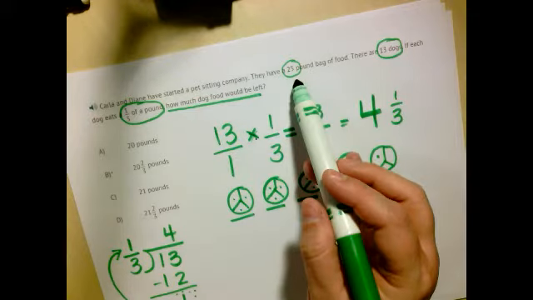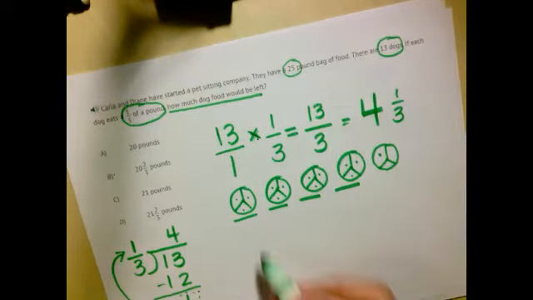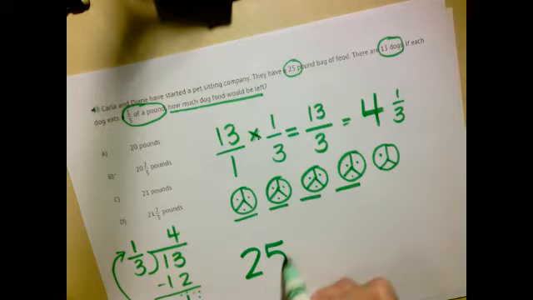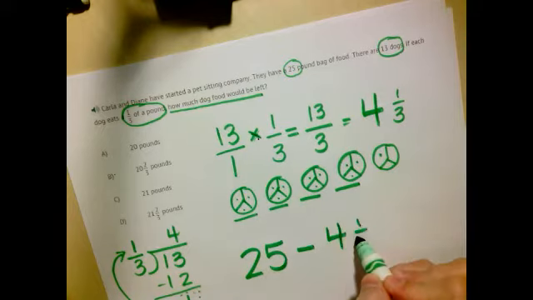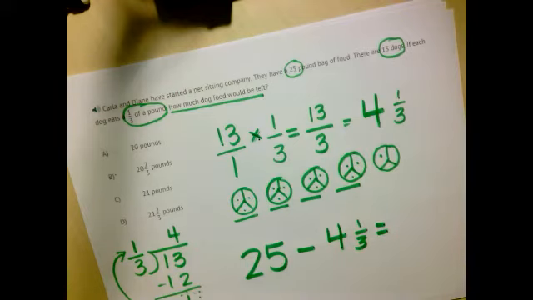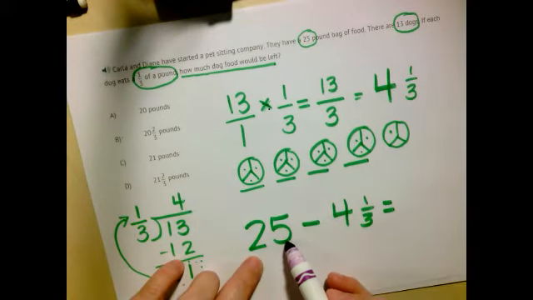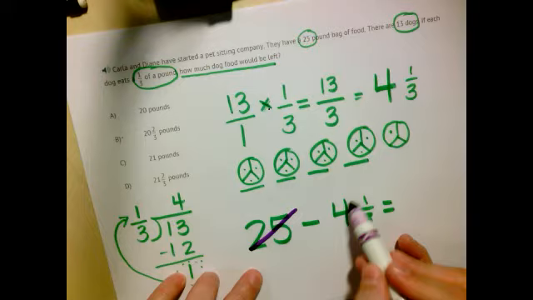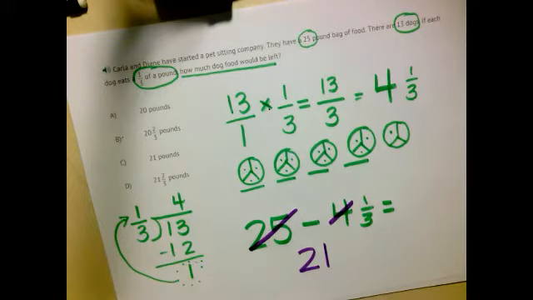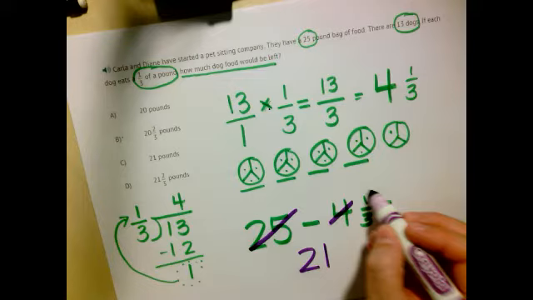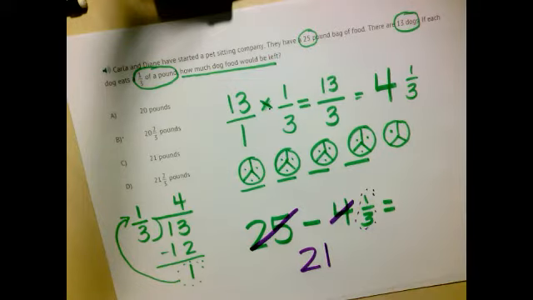I have 25 total pounds. So now I have to subtract 25 minus 4 1/3. Well, here's the problem. We haven't really learned to do addition and subtraction with fractions yet. So let's just take a look and see what we can figure out. I know that 25 minus 4 is going to give me 21. And then I need to take away 1/3 more.